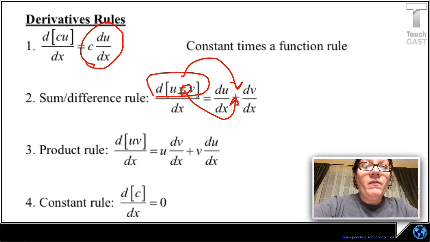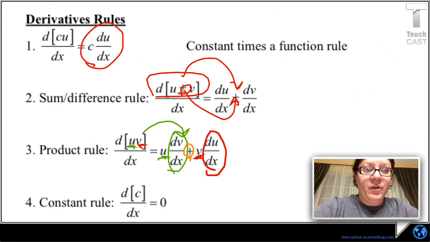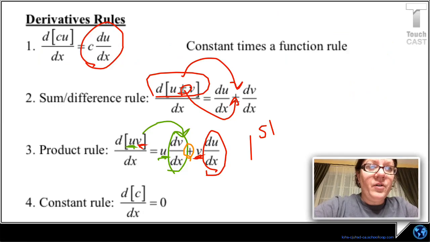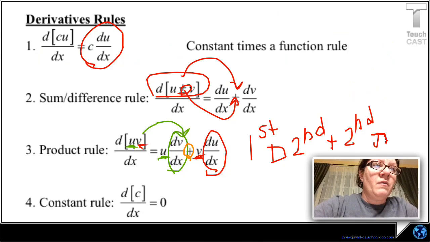Now, the one that is new, however, is product rule. Notice on the product rule, I'm taking the first term and then multiplying by derivative of the second, plus then I'm switching and I'm taking the second term and multiplying by the derivative of the first. So it's first times derivative of the second plus second times derivative of the first. We're going to see some products.